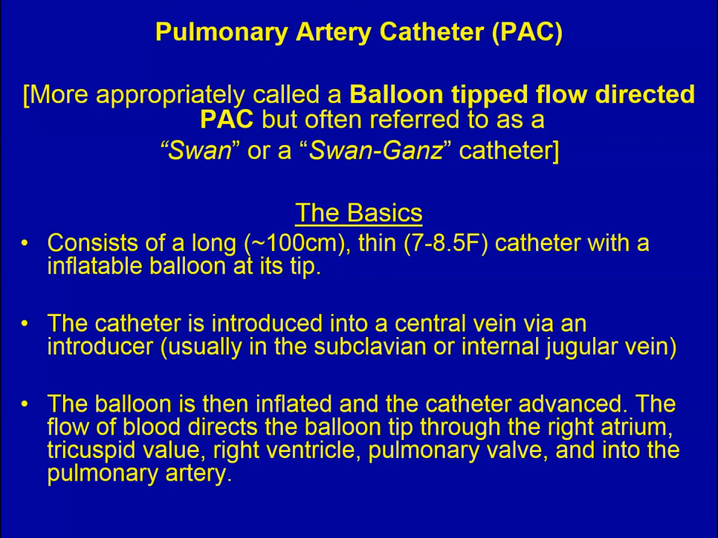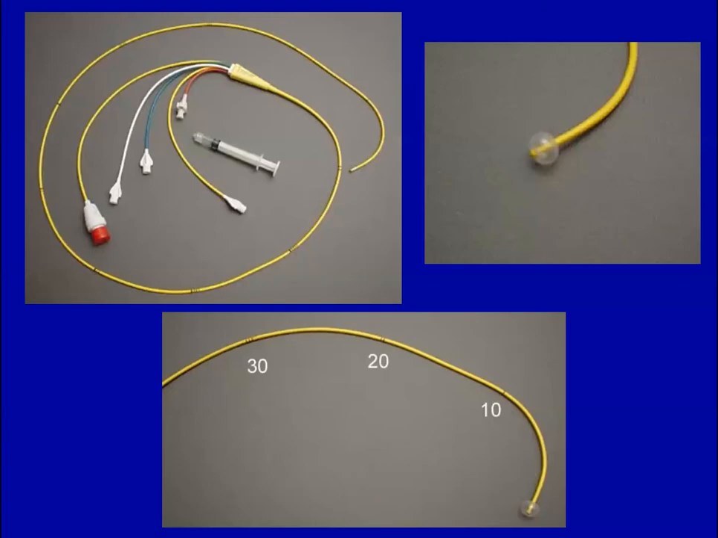The catheter is placed in a central vein, typically through an introducer in the subclavian or internal jugular. The balloon is then inflated and the catheter is advanced, and the flow of blood directs the balloon-tip catheter through the right atrium, tricuspid valve, right ventricle, pulmonary valve, and into the pulmonary artery.